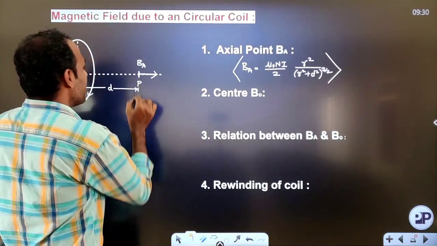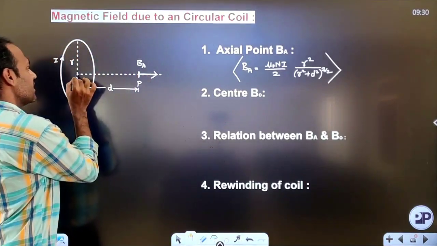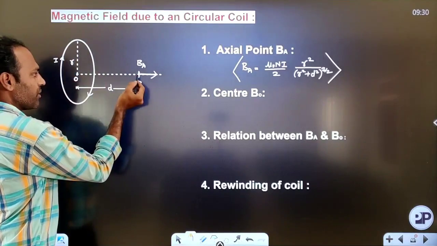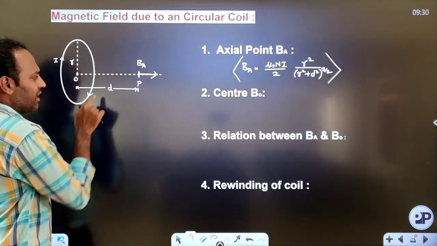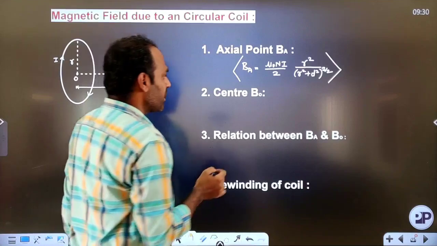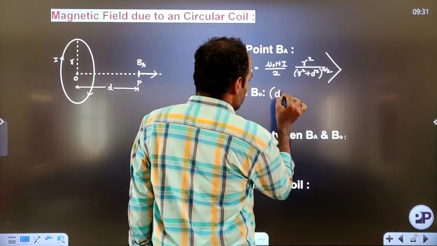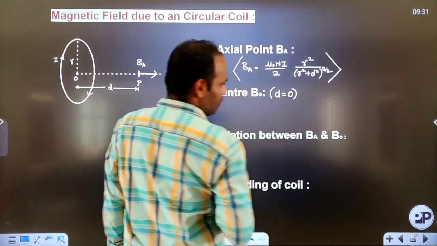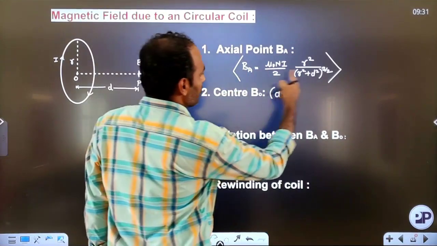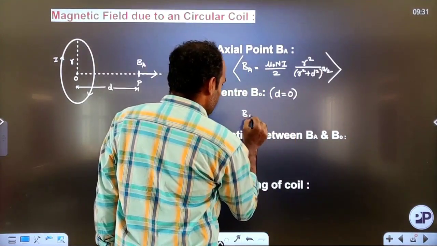Next, if I take this point P at the center itself, instead of that, if I take it here, what will D become? D will become 0. Magnetic field at the center means what happens to D? D will become 0. Correct? If D becomes 0, what will this formula become? What should this formula become then?